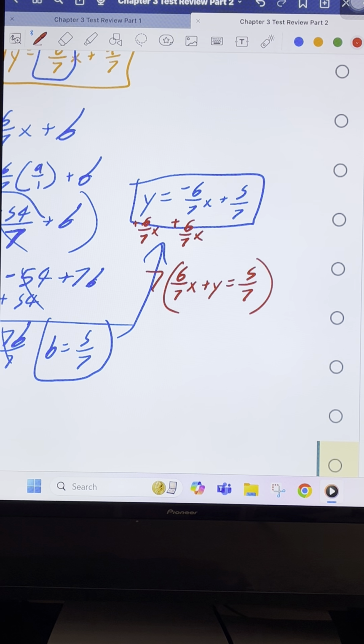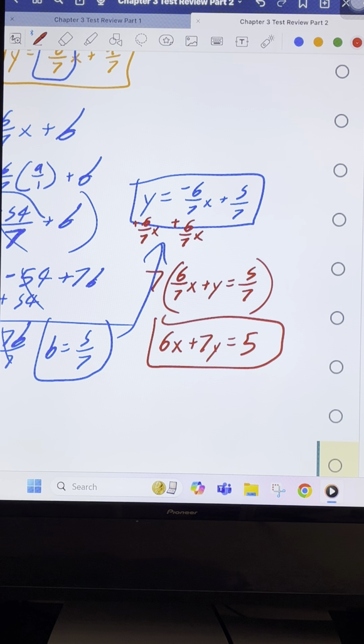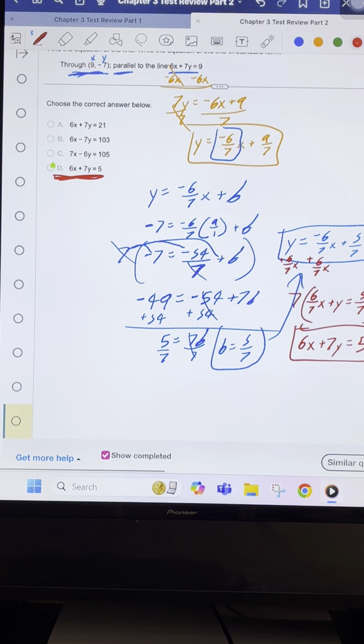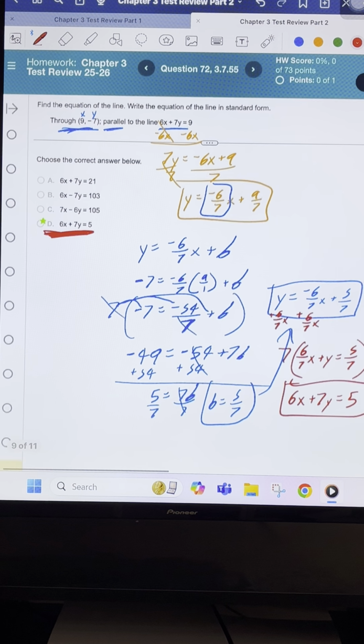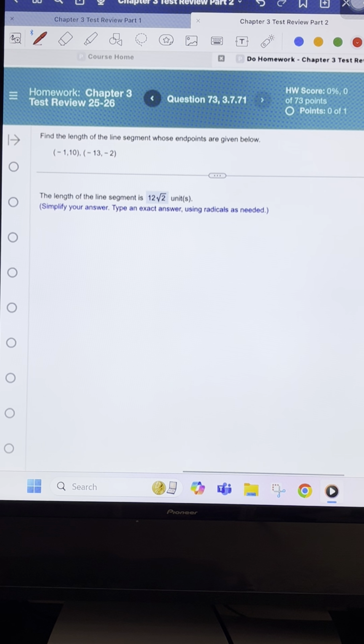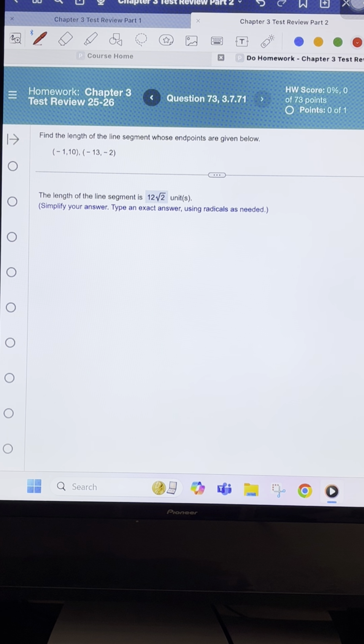Now there's only one more problem, which is that I cannot have any fractions in my standard form, so I need to multiply everything by 7 once again to get rid of this and this one. So I'm going to have 6x plus 7y equals 5. So that is my final answer. Where is it? Right here on the bottom.